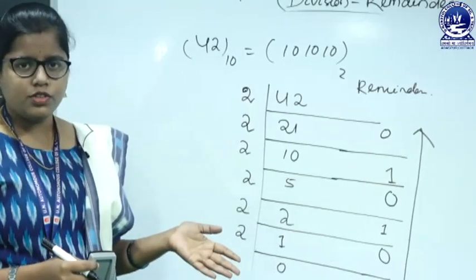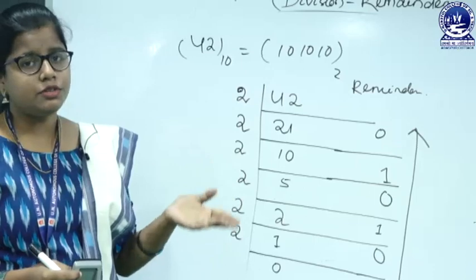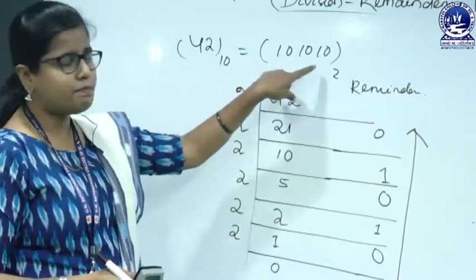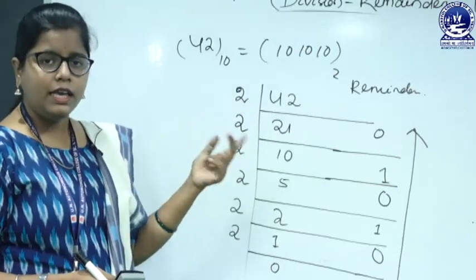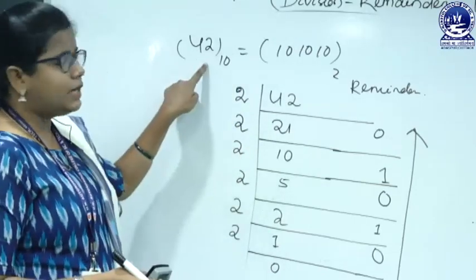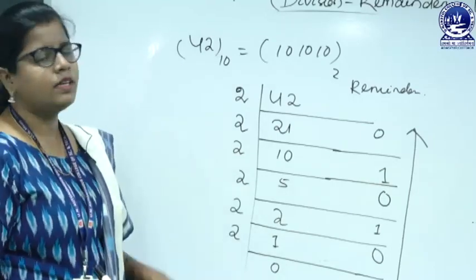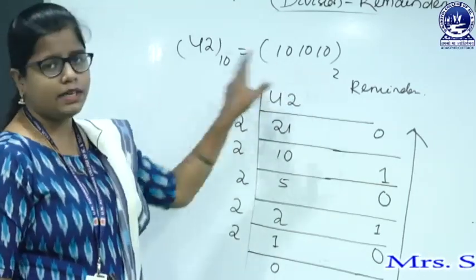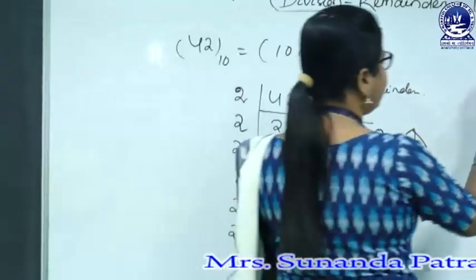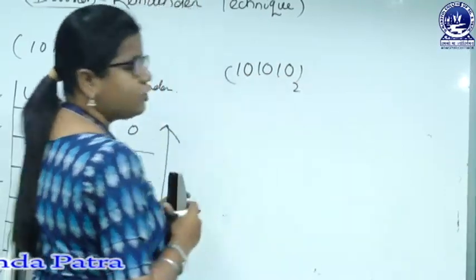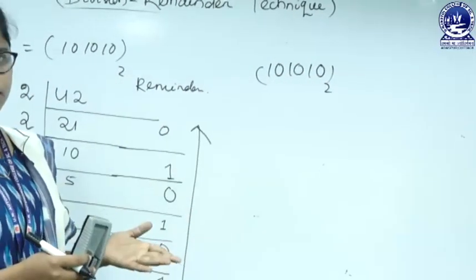In our previous video, we have already discussed how to convert binary into decimal. So let's convert this binary into decimal. If we get the decimal as 42, that means this conversion is true. So for that, what is our binary? 101010 base 2. We need to convert this binary number into decimal.